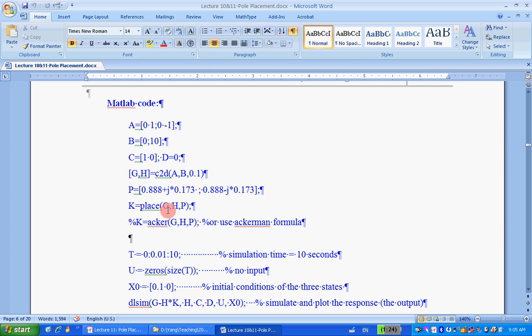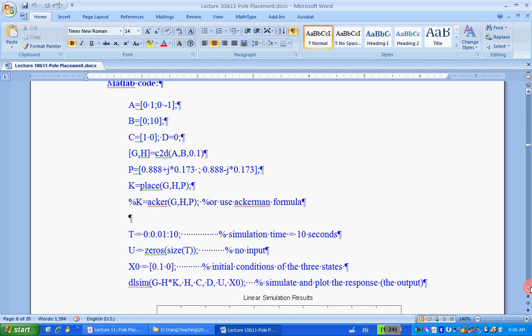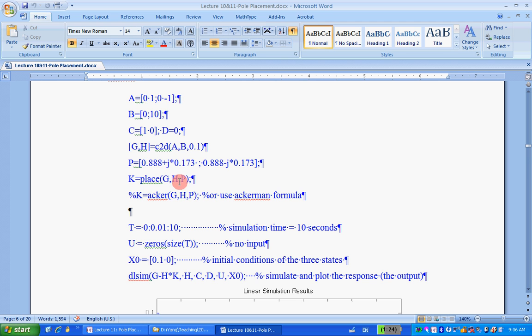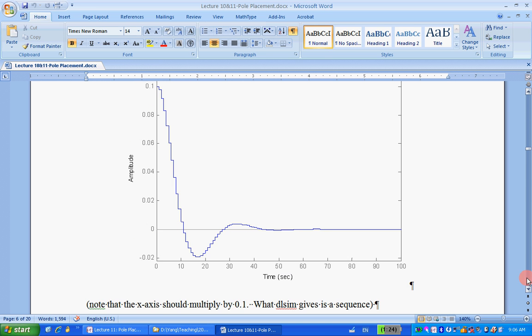How you use that is just give the system matrices and the P vector containing the desired pole locations. MATLAB does the calculation for the K here. We spent some time talking about how, but in terms of calculation, it's just one line of code, and you get the K. Pretty simple. Once you get that, you can simulate using DLSIM, or even just LSIM is okay. Discrete LSIM also works. So here's a response.